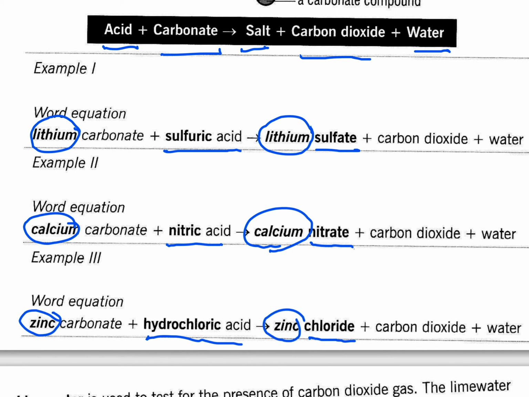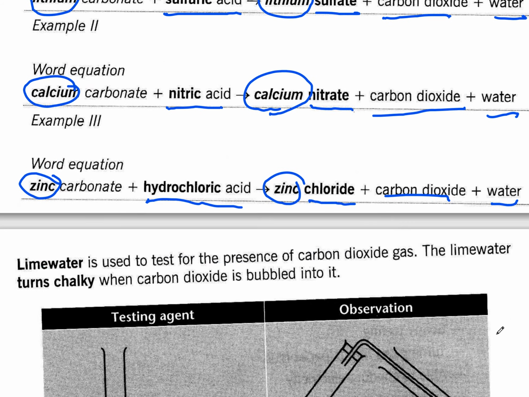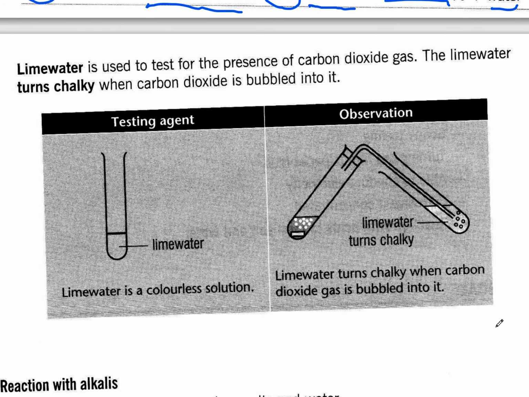The other two products being carbon dioxide and water. Carbon dioxide and water. This has to be committed to memory. How do we test for carbon dioxide? We can use lime water to test for the presence of carbon dioxide. Carbon dioxide will turn lime water chalky or milky, or we say that a white precipitate is formed when carbon dioxide is bubbled into lime water.